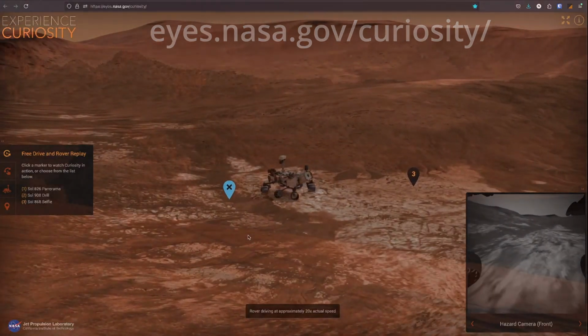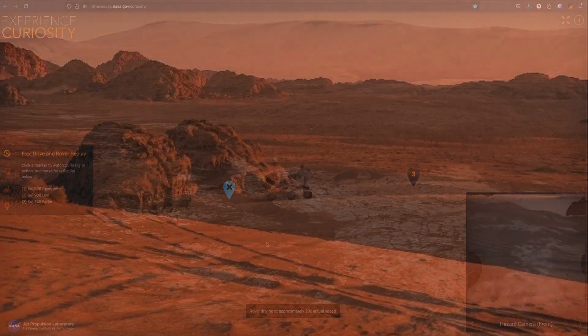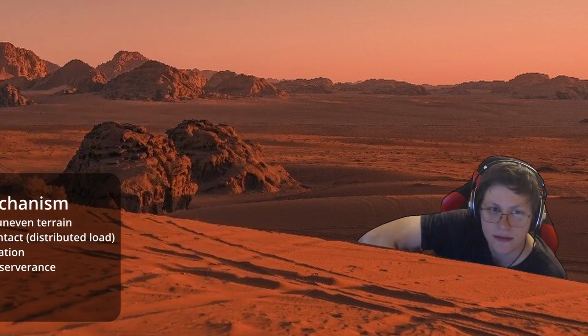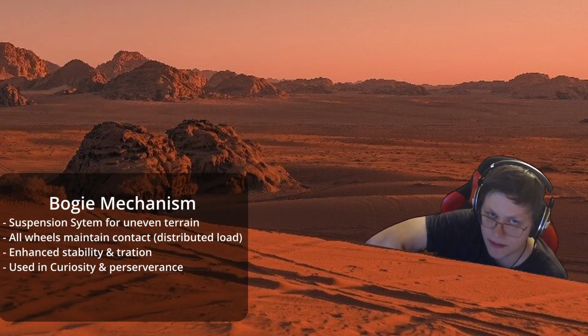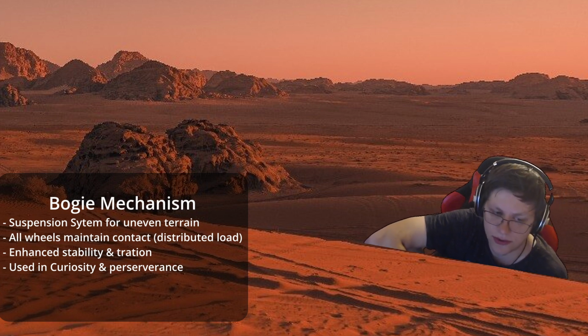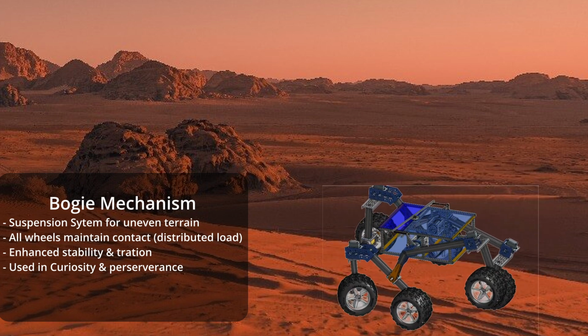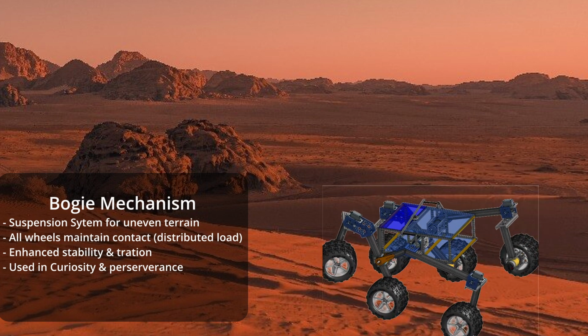But wait, there's more. As we all know, extraterrestrial terrain is not as flat as a street. So we actually need a mechanism to be able to always stay on the ground and not just fall over. For that, we can use something like the bogie mechanism, which is basically a suspension system with two joints where we separate some of the wheels from each other to be able to keep all of them on the ground when we go uphill or downhill.